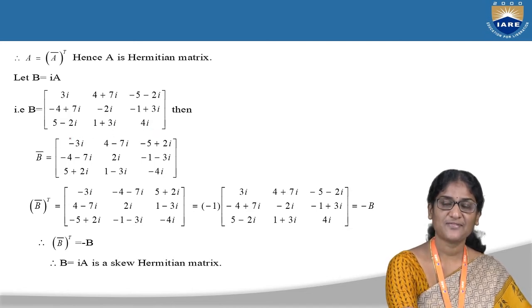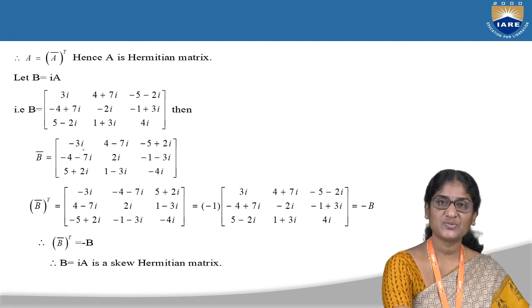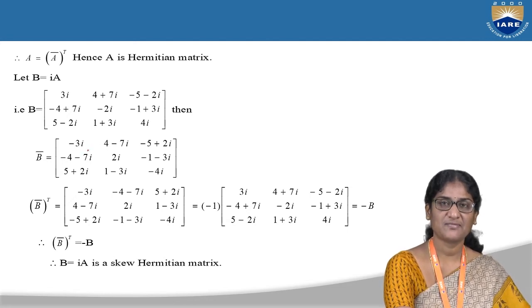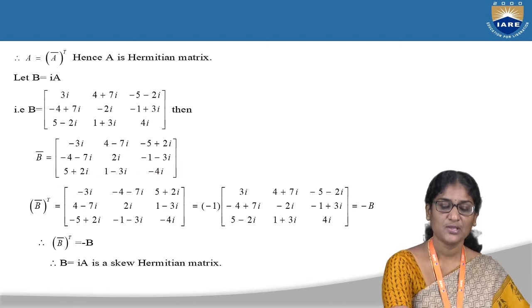To this, I have found the conjugate. The conjugate means what? For every complex number x plus iy, we write its conjugate element, that is x minus iy. The imaginary part will change its sign. So minus 3i, 4 minus 7i, minus 5 plus 2i, minus 4 minus 7i, 2i, minus 1 minus 3i, 5 plus 2i, 1 minus 3i, minus 4i. Then you do the transpose of the given matrix by interchanging the rows and columns.